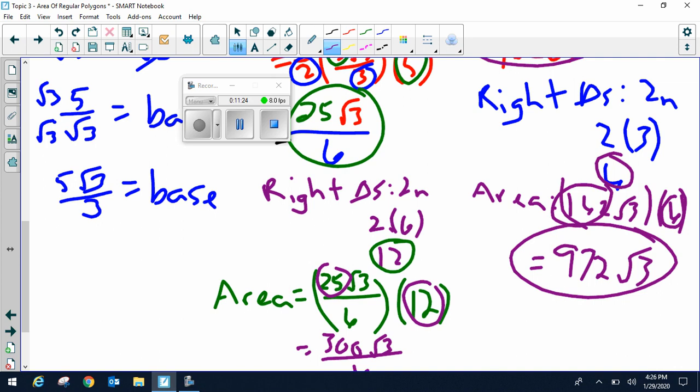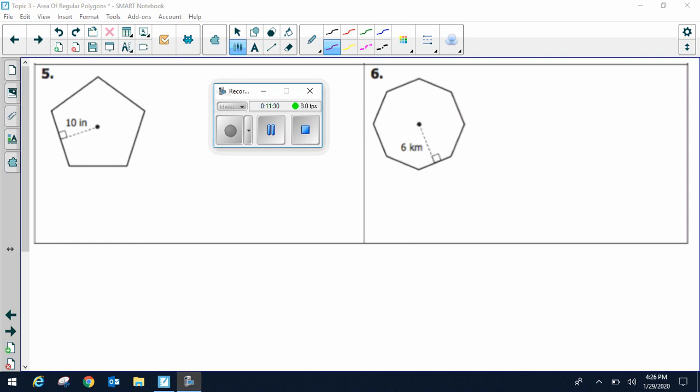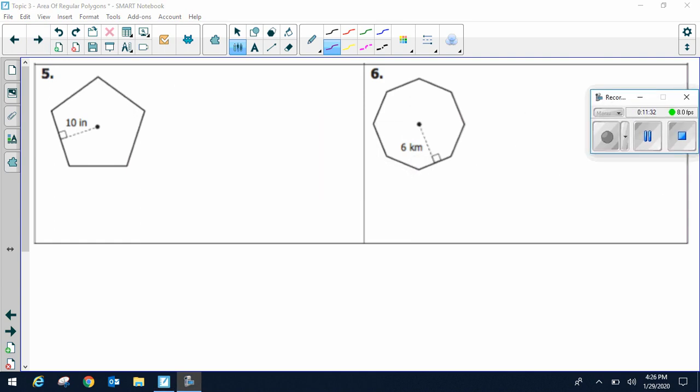Okay, I have 2 more examples to show you. Okay, and these ones are, again, slightly different. So again, I'm going to draw my right triangle. Okay, so here's my right triangle. Again, the height is 10.